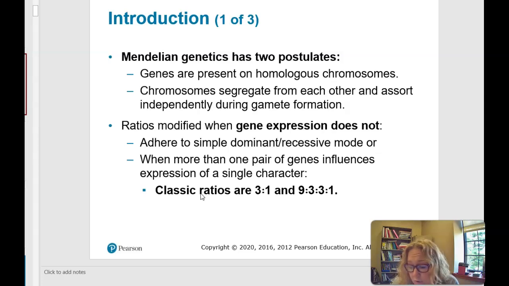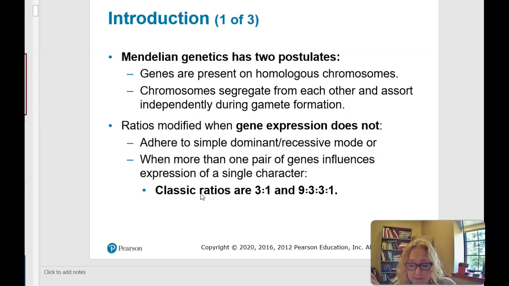Genes are present on two homologs, like two chromosomes, right? One from your mom, one from your dad. They're segregated and assorted independently during gamete formation, so you don't actually know which one you're going to get from which parent. Ratios are modified when gene expression does not adhere to one of these rules.